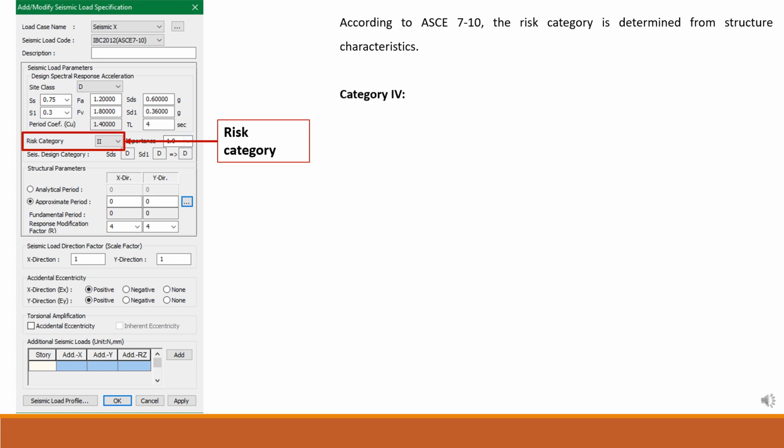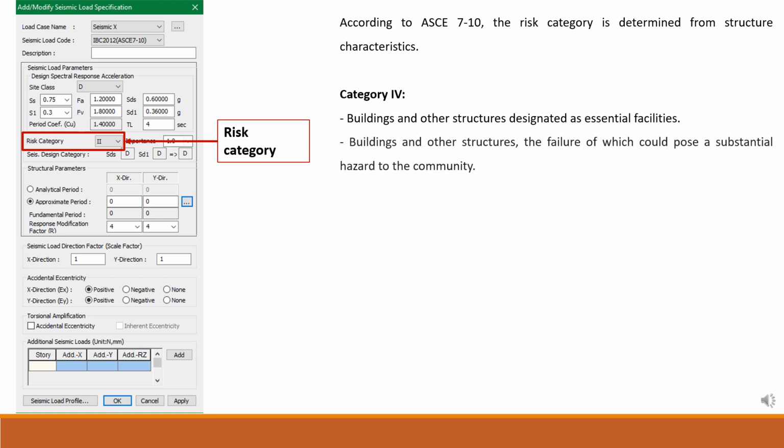Category 4. Buildings and other structures designated as essential facilities. Buildings and other structures, the failure of which could pose a substantial hazard to the community.